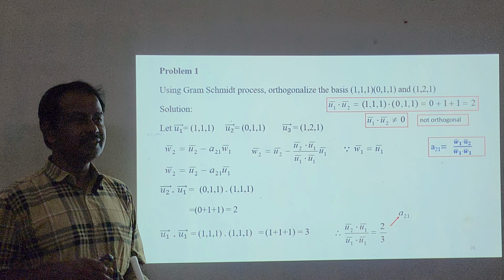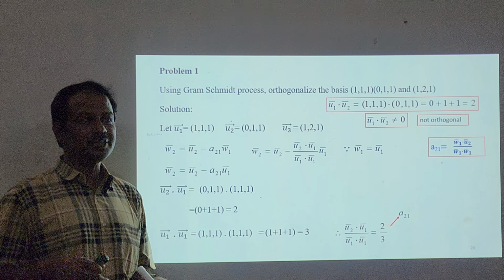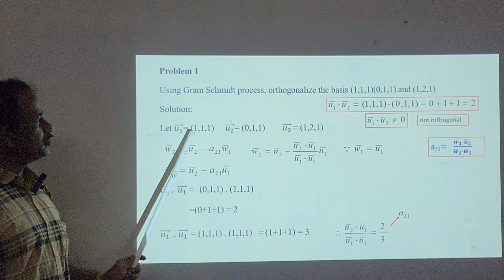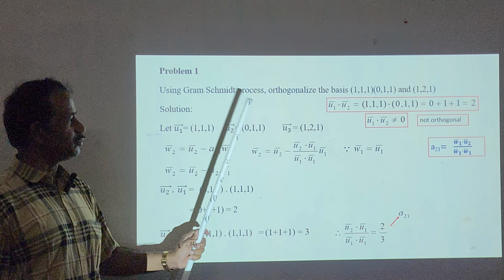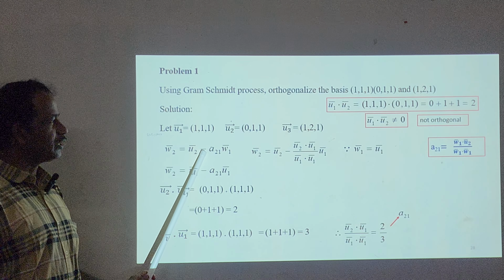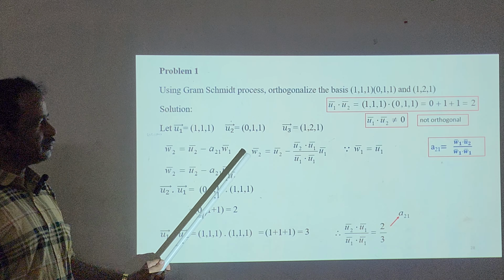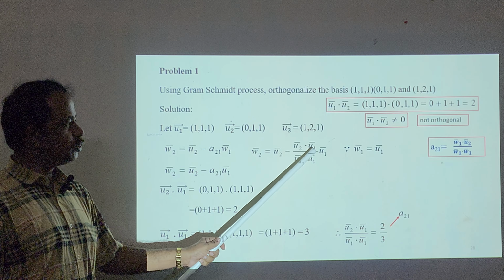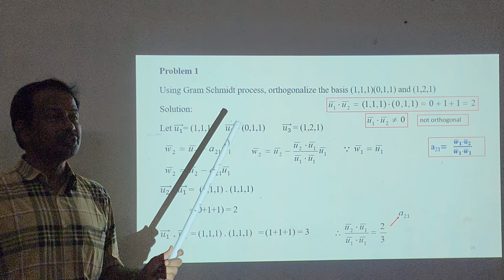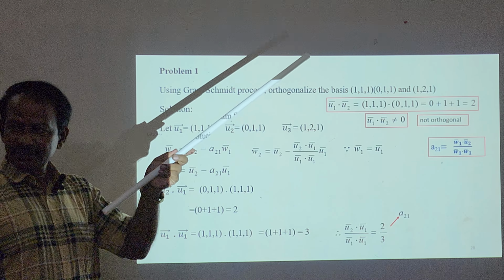We are going to construct some vectors w1, w2, w3. Those vectors will be orthogonal to each other. So this is the idea. As I said, this is u1, u2, u3. We know this equation, w2 equals u2 minus a21 w1, correct? Where a21 is given as u2 dot u1 divided by u1 dot u1. What is a21? It's termed the projection operator, which projects one vector onto another one.